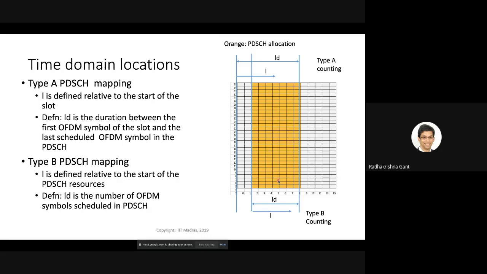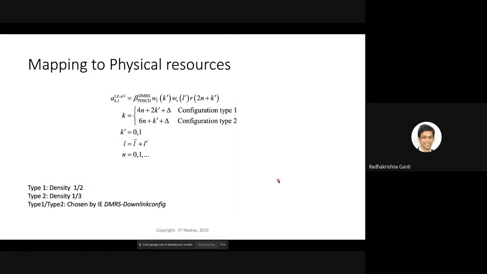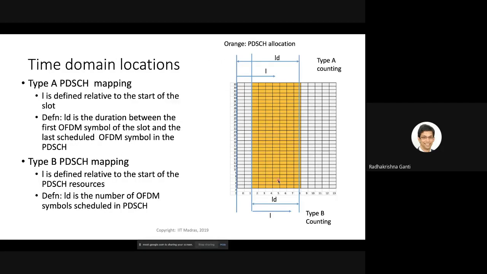Okay, so don't confuse type A, type B with type 1, type 2. Type 1, type 2 are the densities of the DMRS. Type A and type B are the time domain location, I mean, how you count the time domain locations for PDSCH.